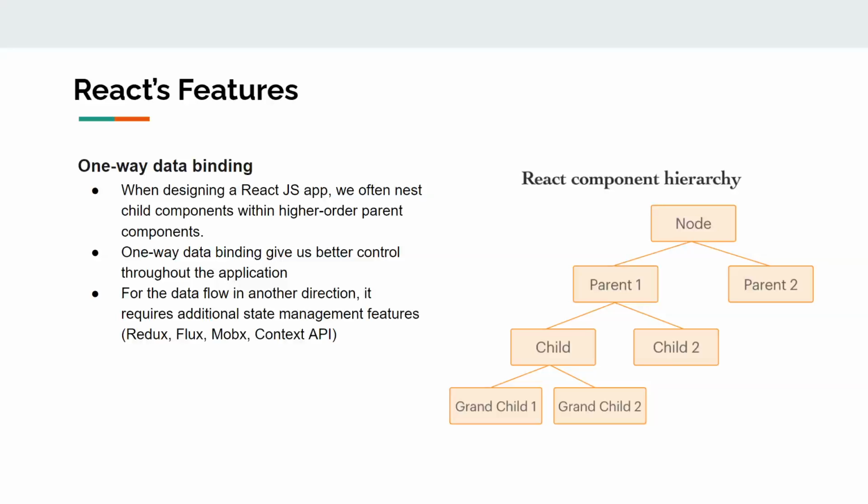React data flow is one-way data binding. When designing a React.js app, we often nest child components within the higher order parent components.